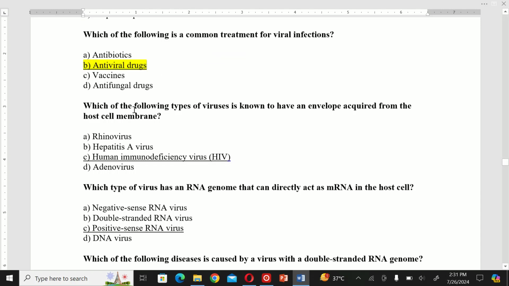The next MCQ is: which of the following types of viruses is known to have an envelope acquired from the host cell membrane? A. Rhinovirus, B. Hepatitis A virus, C. Human immunodeficiency virus, and D. Adenovirus. So the correct option is HIV.